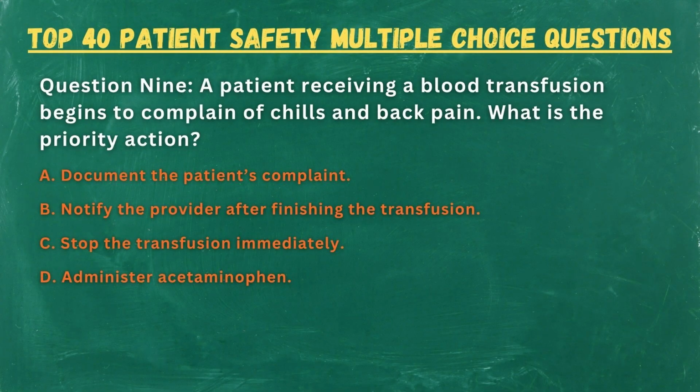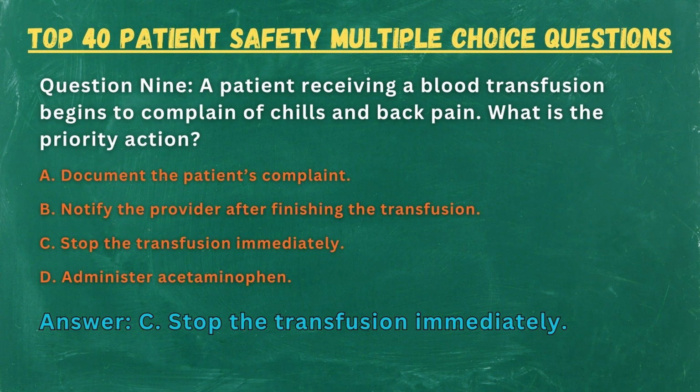Question 9. A patient receiving a blood transfusion begins to complain of chills and back pain. What is the priority action? A. Document the patient's complaint. B. Notify the provider after finishing the transfusion. C. Stop the transfusion immediately. D. Administer acetaminophen. Answer. C. Stop the transfusion immediately.